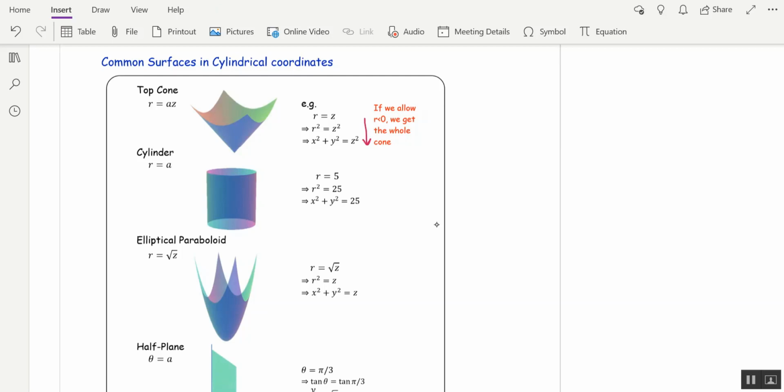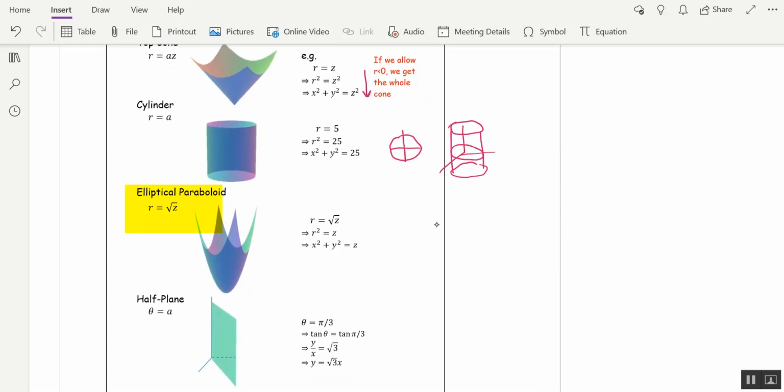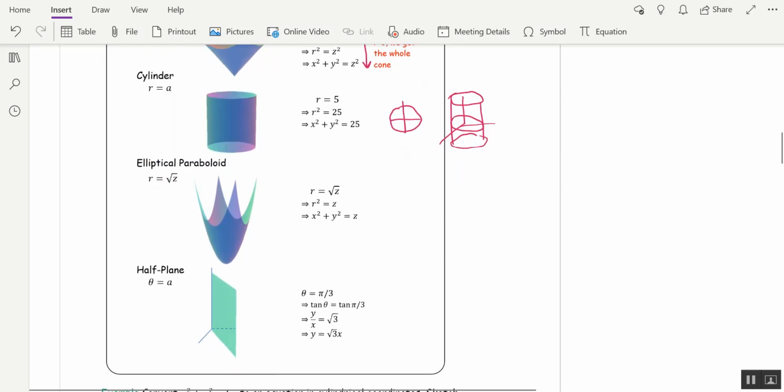So there's kind of a derivation here. A cylinder is just fixing r. So theta can be anything, so you can go all the way around the circle. Z can be anything, so you can go up and down. So for example, r equals 5 is the cylinder, x squared plus y squared equals 25. And you might say, well, that's a circle. And yes, it is. In R2, that's a circle. But we're in R3, so you take that circle and you extend it up and down because z can be anything. If r is the square root of z, then square both sides and you're going to get an elliptical paraboloid. And then if you just fix theta, you're going to get a half plane.